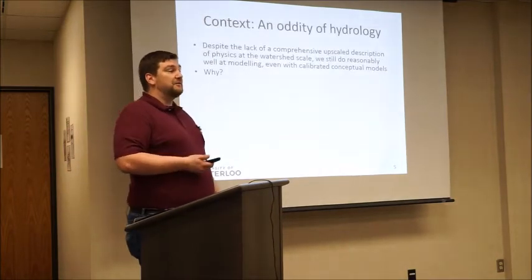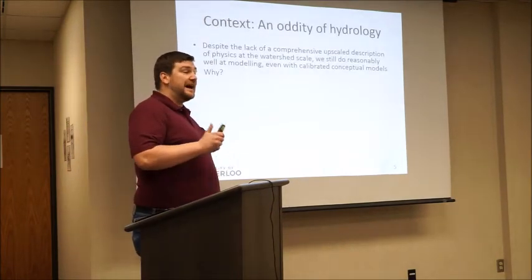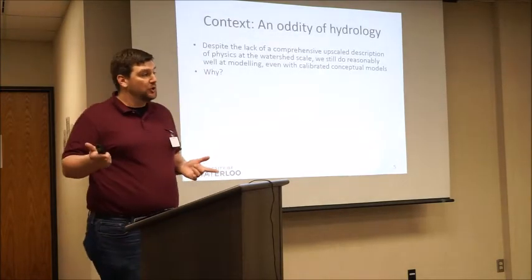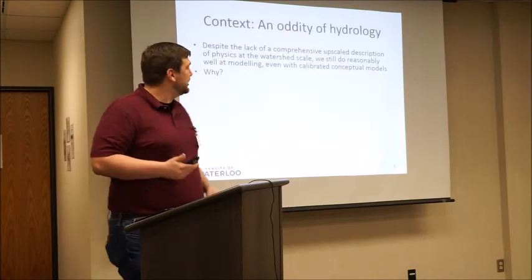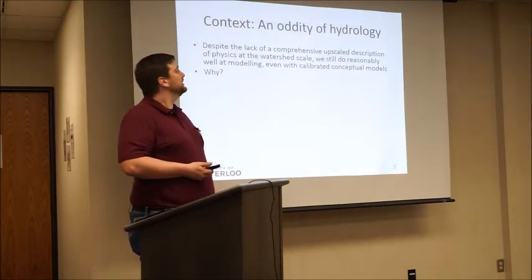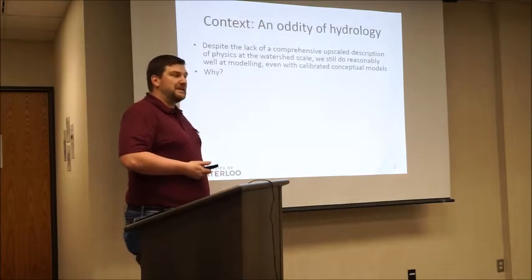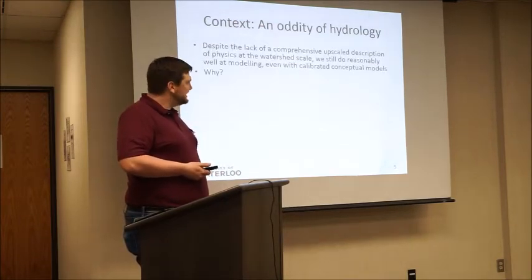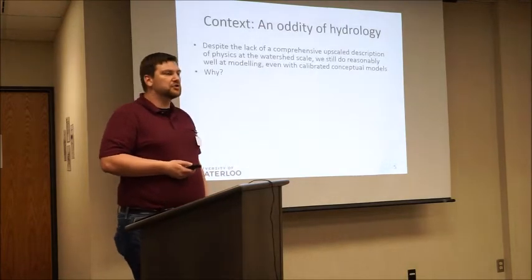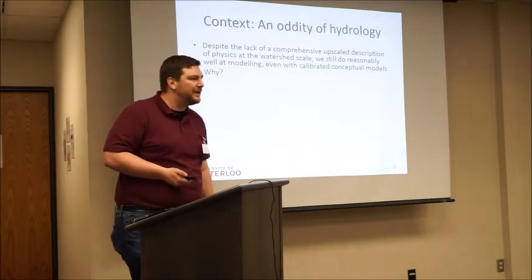So right now, for the last 70 years, we have not had these rules for the mesoscale and the macroscale. We don't know what they are yet. We're still working on that process. We don't have a comprehensive upscale description of the system. However, we can build models that still do a pretty reasonably good job, even with calibrated conceptual models. So why can we do that? Why can we get away with that?